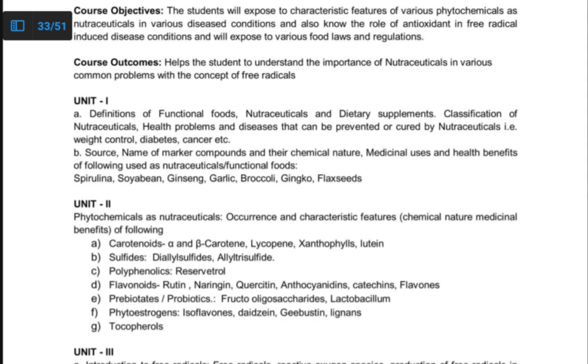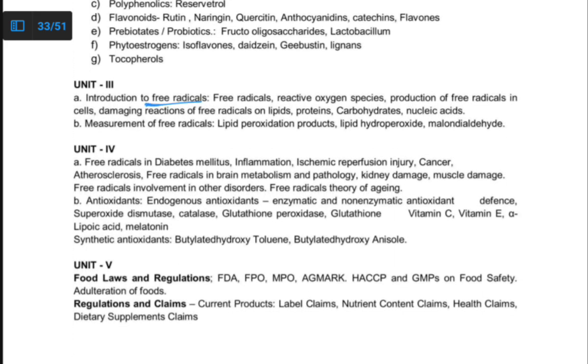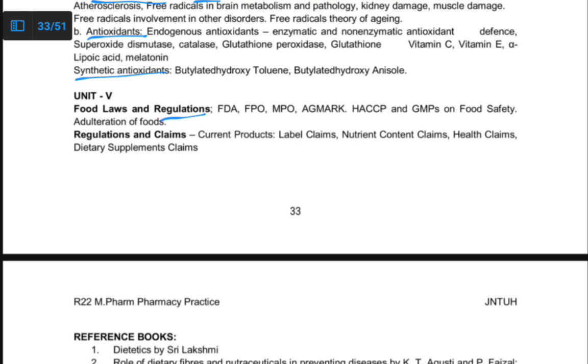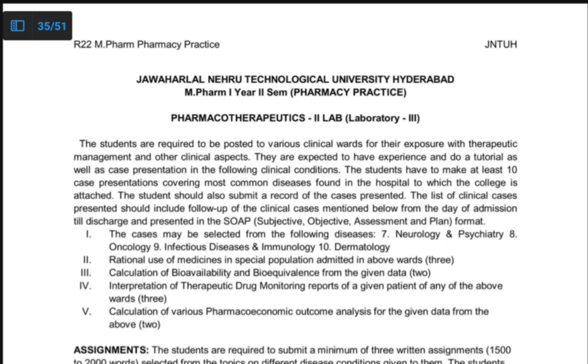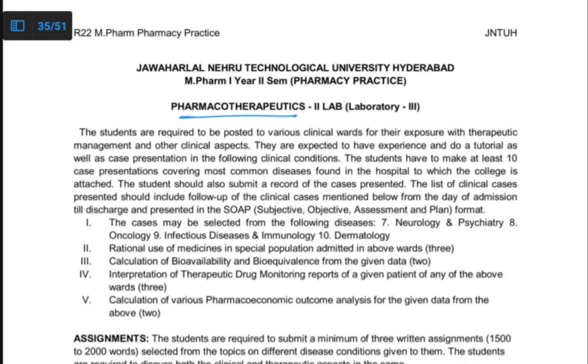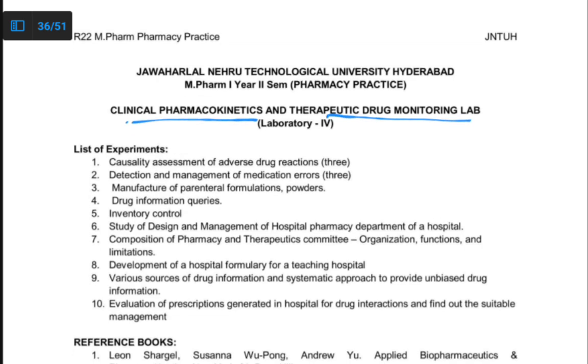Nutraceuticals. In this, we have definitions of food, functional food, nutraceuticals and dietary supplements, phytochemicals in nutraceuticals, introduction to free radicals and measurement of free radicals in diabetes mellitus and other diseases, antioxidants and synthetic antioxidants, food laws and regulations and claims, pharmacotherapeutics lab, and clinical pharmacokinetics therapeutic drug monitoring lab.